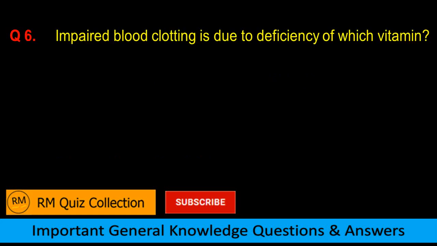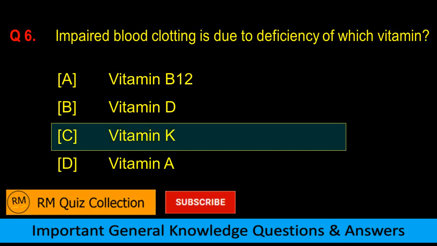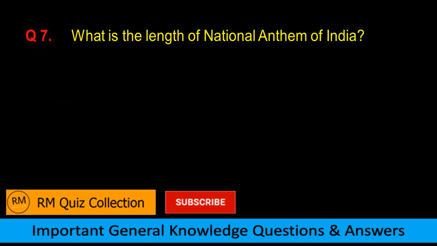Question 6. Impaired blood clotting is due to deficiency of which vitamin? Your options are A. Vitamin B12, B. Vitamin D, C. Vitamin K, D. Vitamin A. Your answer will be option C. Vitamin K.